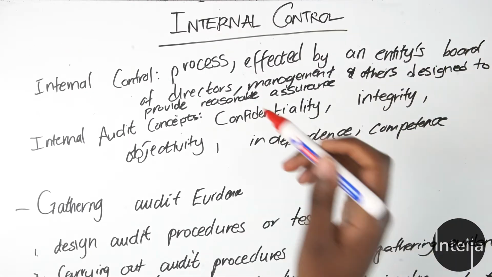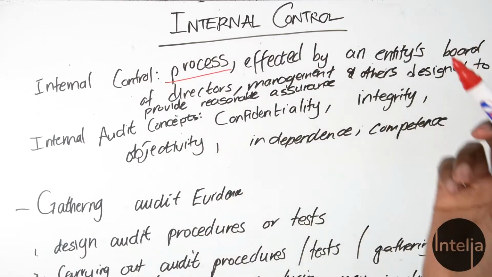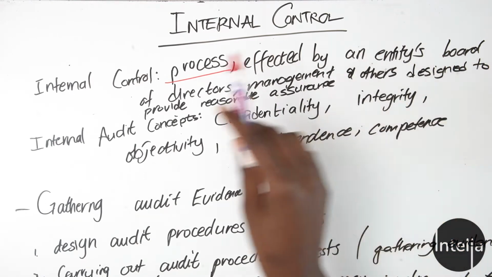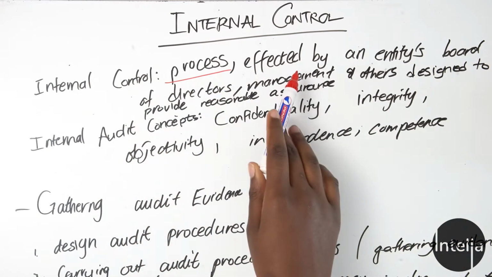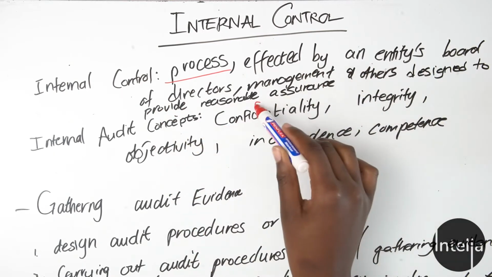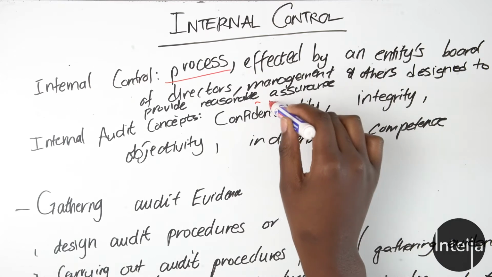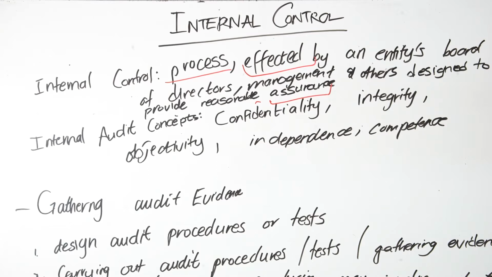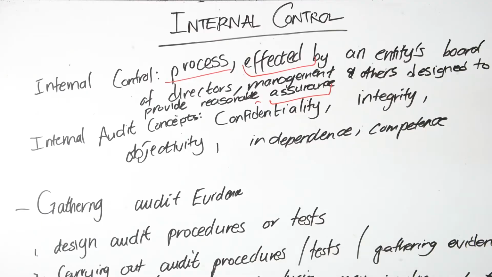So internal control is a process affected by the entity's board of directors, management, and others designed to provide reasonable assurance, right? So basically the process is designed so that the entity can use it to control specific behaviors of the people around them, or not even just the people around them, but also processes put in place to ensure the proper operation of the business, right?